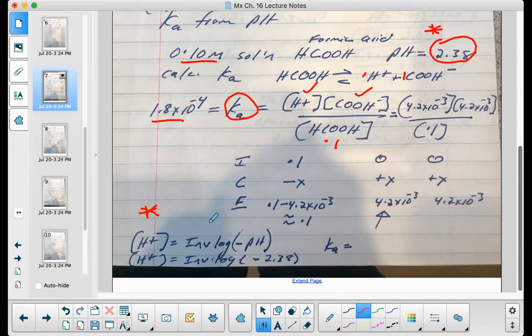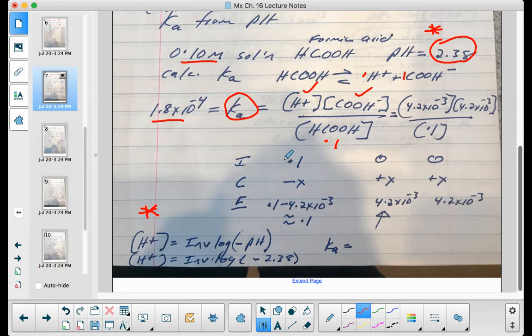So I take my pH and I'm going to plug it into this equation down here. I'm going to take the inverse log of negative pH. So it's just taking the opposite. You're doing the opposite of what you would do to find the hydrogen ion. So I plug in, I hit the shift log or negative log, and I'll get the value for the hydrogen ion concentration. So what I get is that at equilibrium, my hydrogen ion concentration and my formate ion concentration are 4.2 times 10 to the negative third.